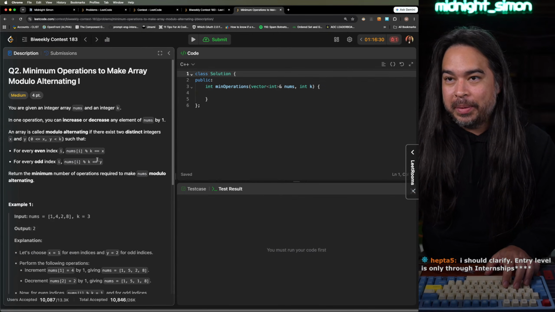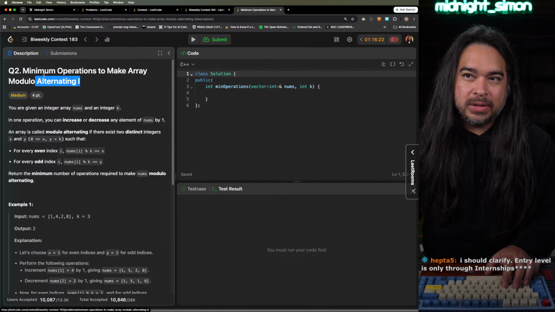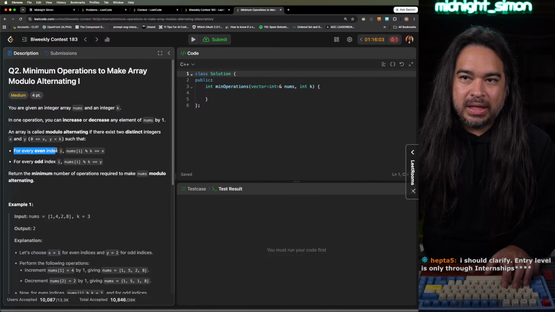All right, here we go. Q2, minimum operations to make array modulo alternating, part 1. You are given an integer array nums and an integer k. In one operation, you can increase or decrease any element of nums by 1. An array is called modulo alternating if there exist two distinct integers, x and y, such that for every even index i, nums[i] mod k is equal to x. For every odd index i, nums[i] mod k is equal to y.